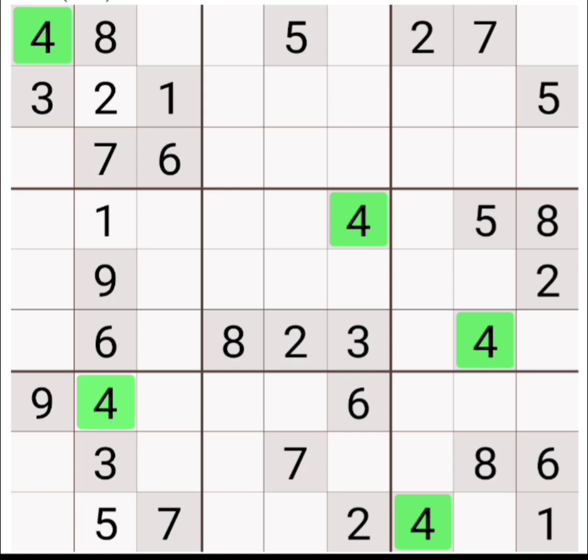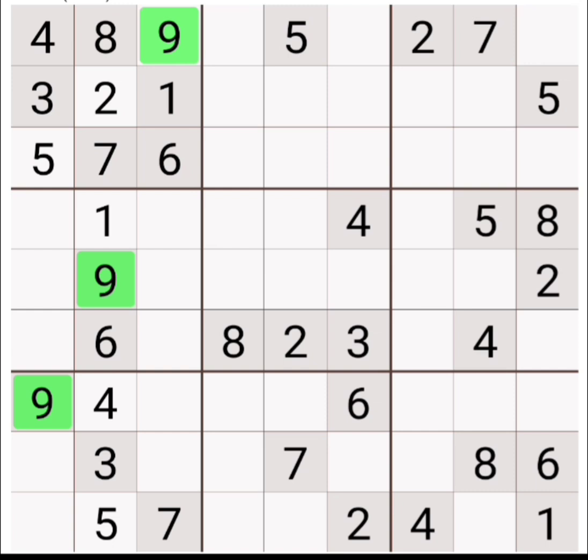Now let us complete the top box. In this box, 4, 8, 3, 2, 1, 7, 6 are there. 5 and 9 are missing. So 9 we cannot write because 9 is in the same column in this cell. So 5 will write here and 9 will write here.